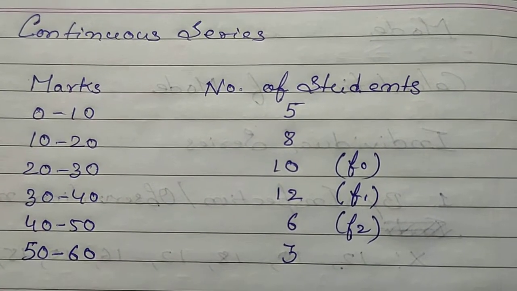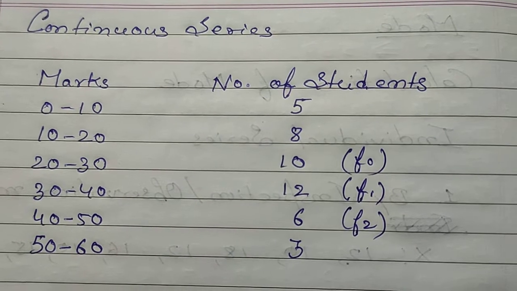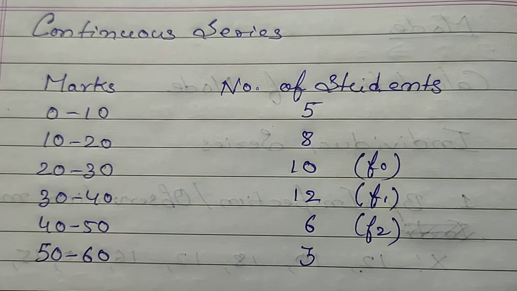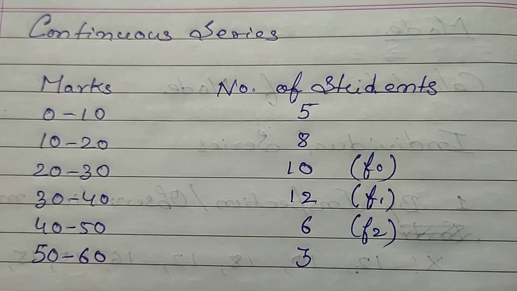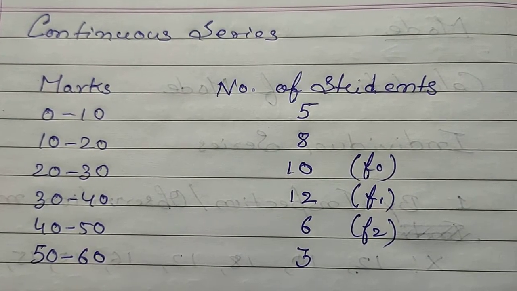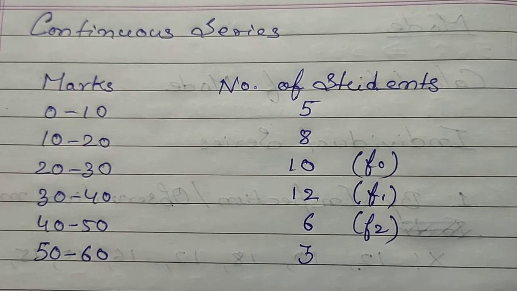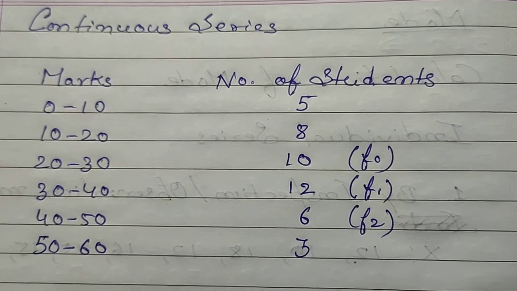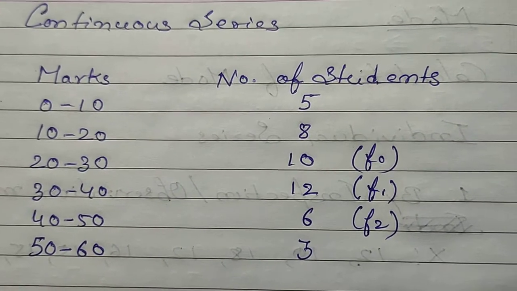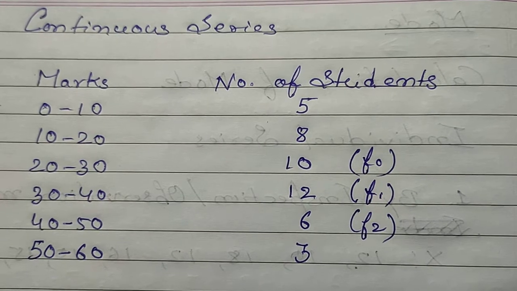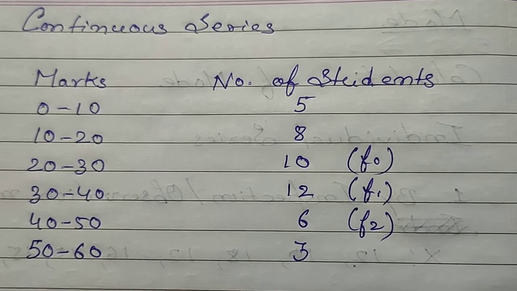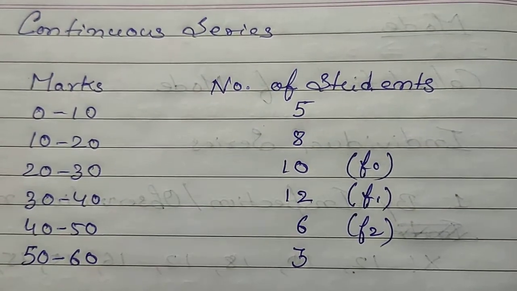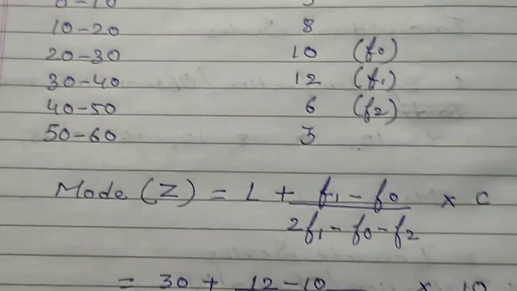Now let us understand how to calculate mode in the case of continuous series. One example of a continuous series is given here: 0 to 10, 10 to 20, 20 to 30, 30 to 40, 40 to 50 and 50 to 60, and their frequencies are also mentioned. What you have to do first is mark the highest frequency as F1. The value above it you mark as F0, and the value below the highest frequency, 12, you mark as F2. And now come to the formula.